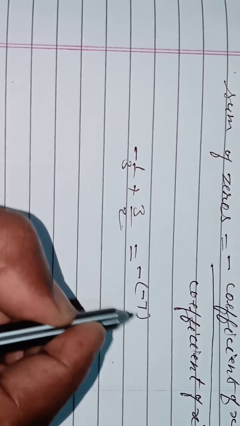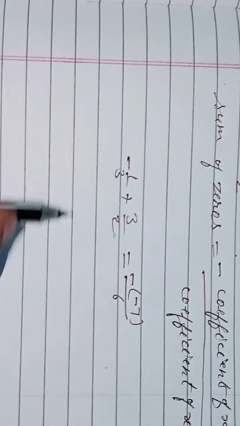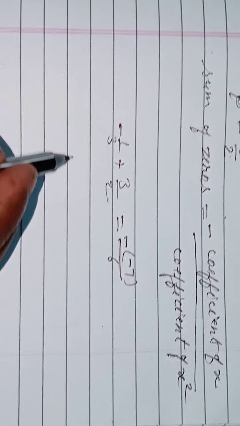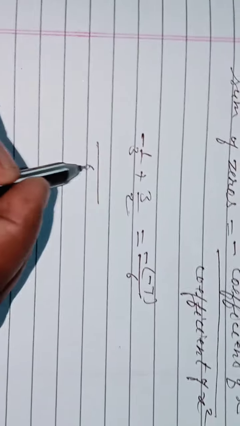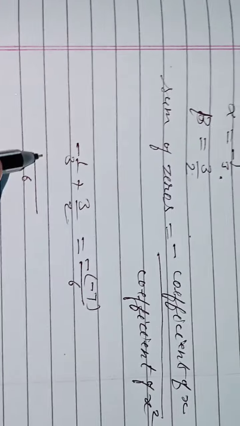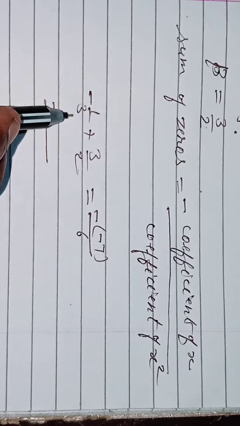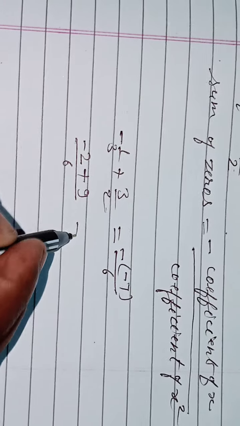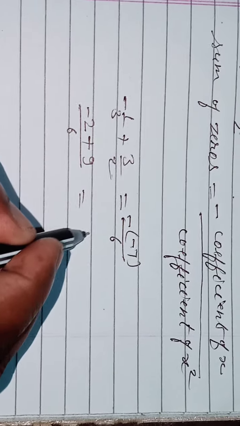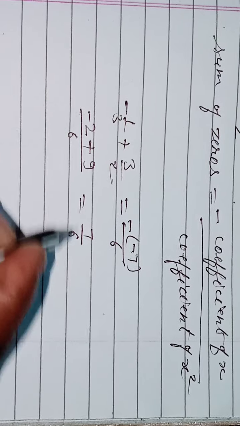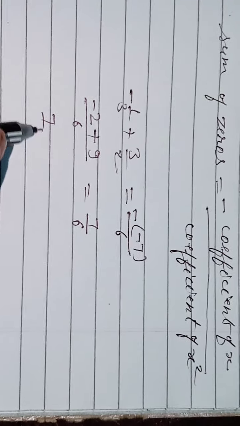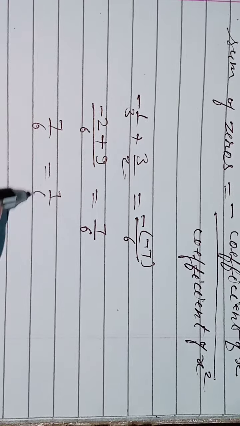Minus 7 by 6 the right side. LCM 6. 3 times 2 is 6, 2 times 1 is 2, minus 2 and 9, which is 7 by 6. Minus multiplied by minus gives plus 7 by 6. This 7 by 6 is equal to 7 by 6. Verified.